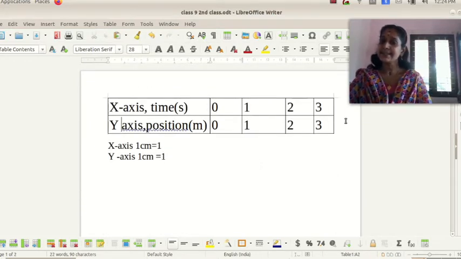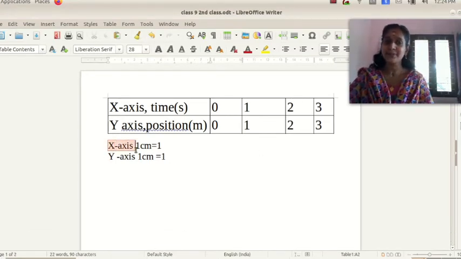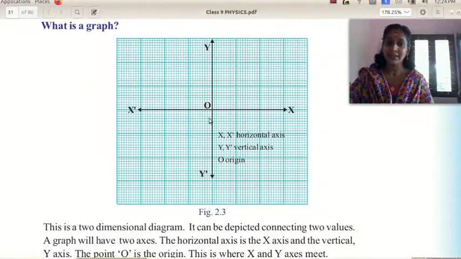Here, x-axis time is given, y-axis position is given. So, we can take in x-axis time. We can take 1 centimeter as 1. I forgot to tell one thing. Between this O and this thick line, in between this origin and this thick line, there are 10 lines.